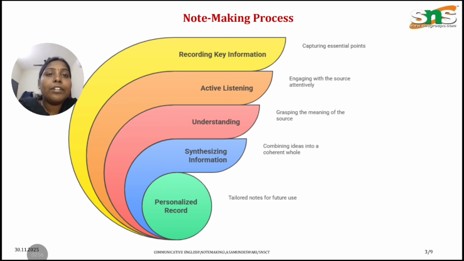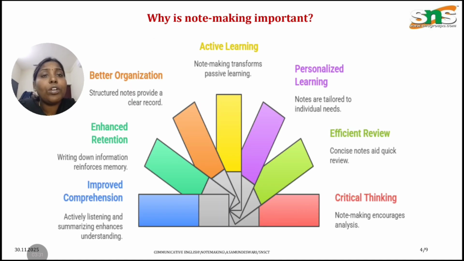Here is how this process takes place. First is recording key information. When you are reading the paragraph, capture the essential points, engage with the source attentively, grasp its meaning, and combine ideas into a coherent whole. Instead of making a long sentence, make it a short sentence with complete meaning.